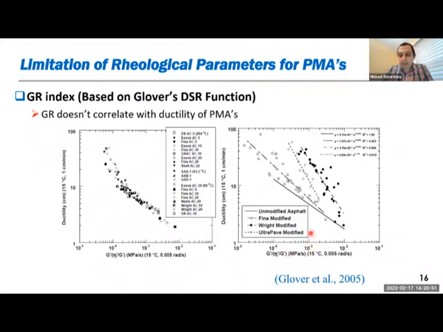You can see here that at the same value, you could get different ductilities depending on the type of polymer used. The line that falls below all the other lines is exactly the fitting of the unmodified binders. So that tells us that rheological parameters have their own limitations when we study polymer modified binders.